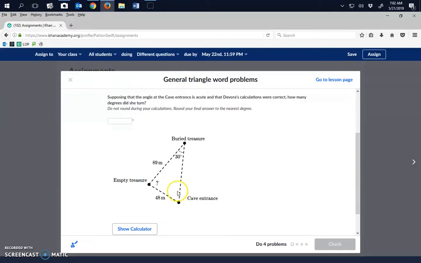Supposing that the angle at the cave entrance is acute, so that means that this right here is less than 90. Remember, acute is less than 90, right is exactly 90, and obtuse is over 90. And that Devorah's calculations were correct. How many degrees did she turn? So they want to know what this angle measure is.